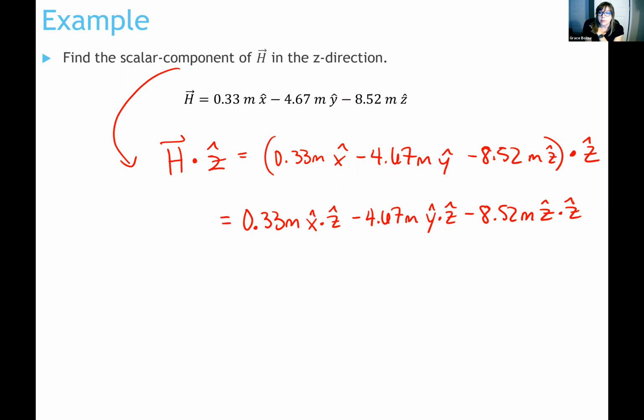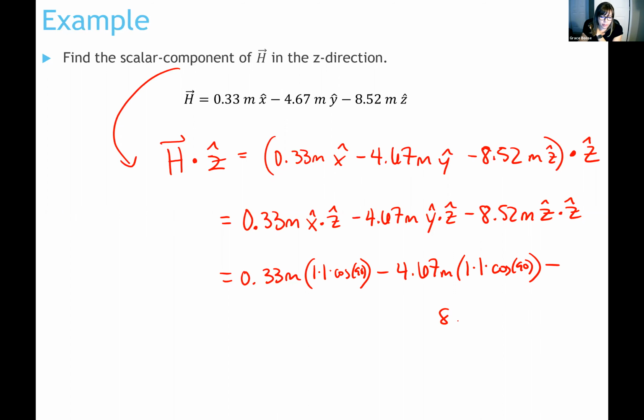Now I can start using some of the simplifications that we just talked about for the Cartesian coordinate system. That first term, I see x hat dotted with z hat. That's going to be the number 1 times the number 1 times the cosine of 90. And that next term, I have y hat dotted with z hat. So again, that'll be the number 1 times the number 1 times the cosine of 90. And then in my last term, I have z hat dotted with itself. So that'll be the number 1 times the number 1 times the cosine of 0 in that case.